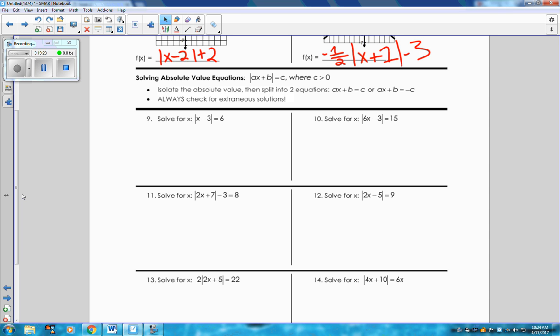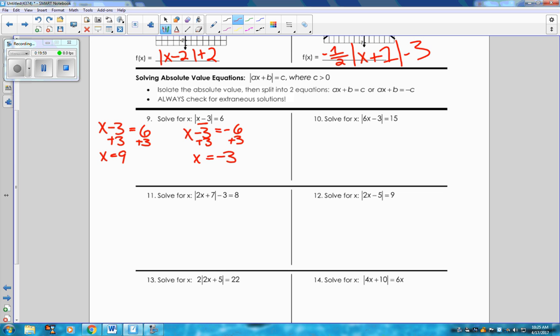For example, let's look at the first one. Here's my absolute value symbol by itself. So I'm going to have x minus 3, what's inside the absolute value symbol, equals 6. Then I'm going to have x minus 3 equals negative 6. All I did was I changed the sign of what it is equal to. That's all you do. And then solve for x. So I'm going to add 3 to both sides. So I get x equals 9. Add 3 to both sides. x equals negative 3. Check your answer.